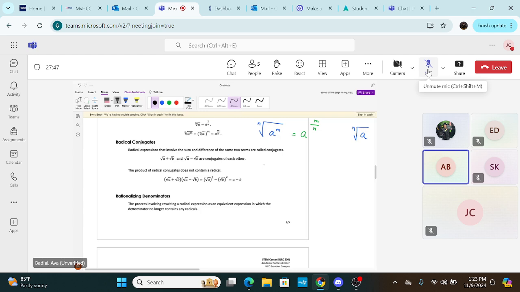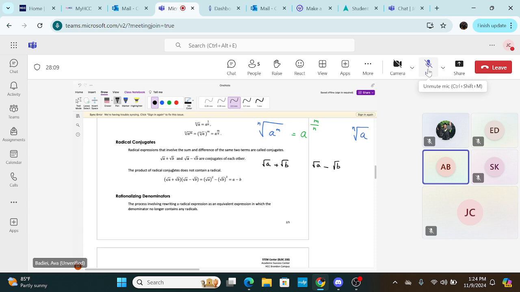So if you are having the square root of a plus the square root of b, the conjugate of it is going to have the same terms. It's going to have a square root of a and square root of b. Now this one was addition, this one will be a subtraction. So plus becomes minus. These two are considered conjugates.